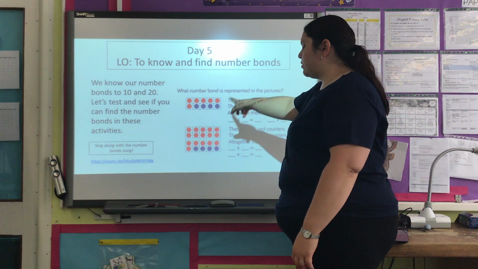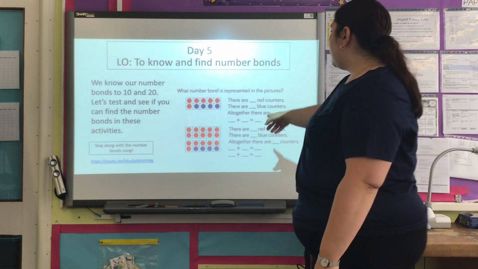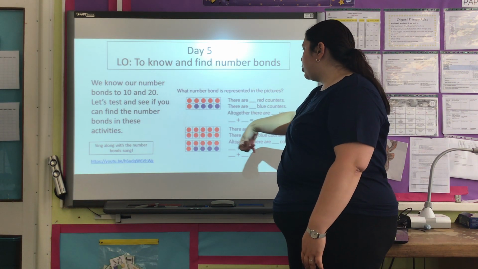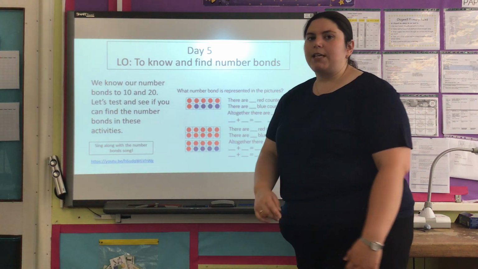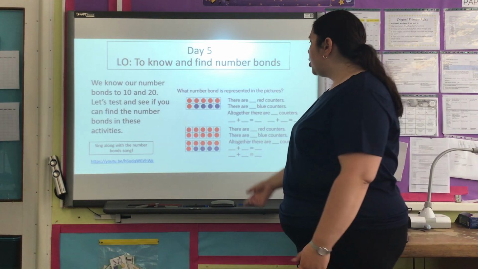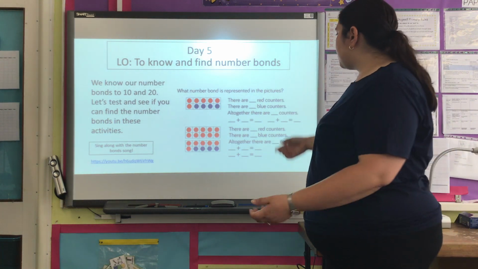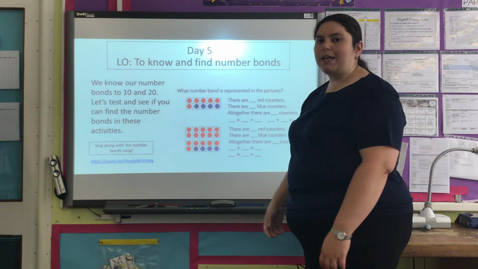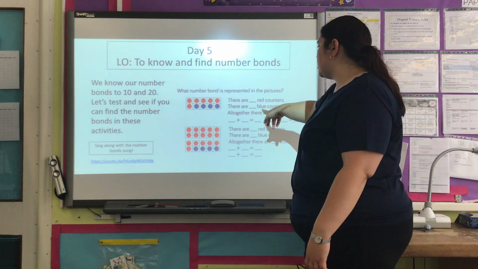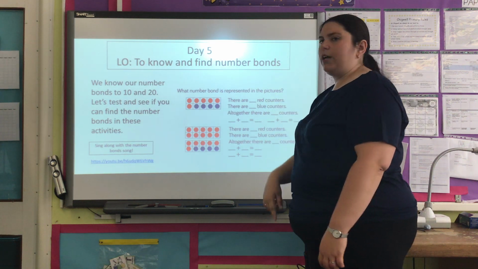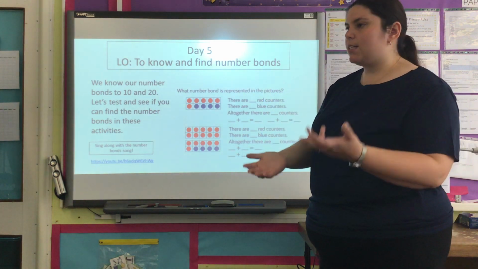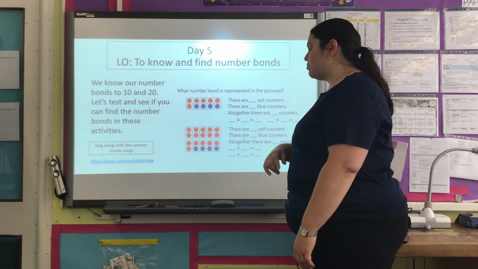If we have a look at our 10 frames, so we've got some red counters and we've got some blue counters. So we need to fill in our gaps here to help us find our number bonds. So how many red counters do we have? We have 6. So we can add 6 in our missing gap here, and 4 blue counters. And all together we have, so 6 and 4 makes 10. So altogether we have 10 counters.